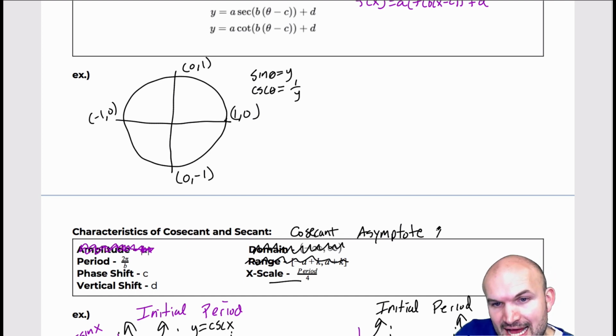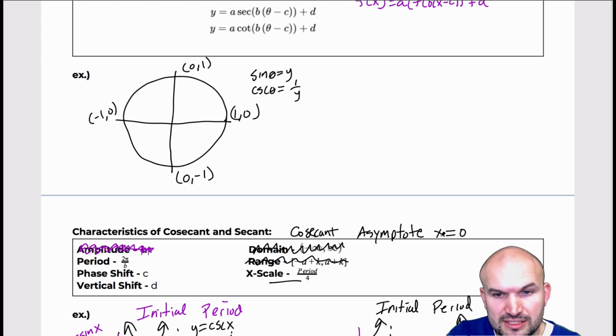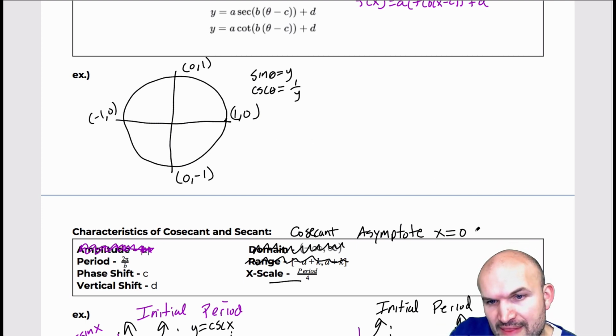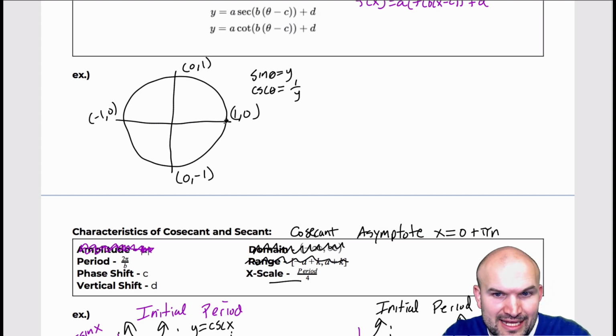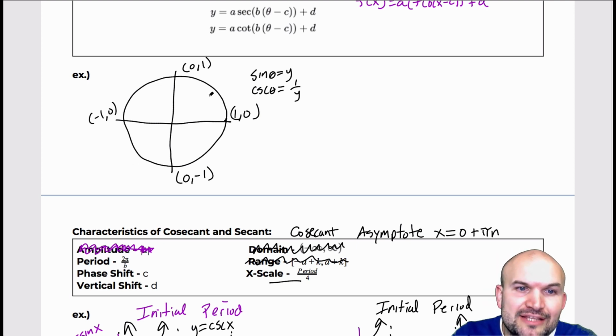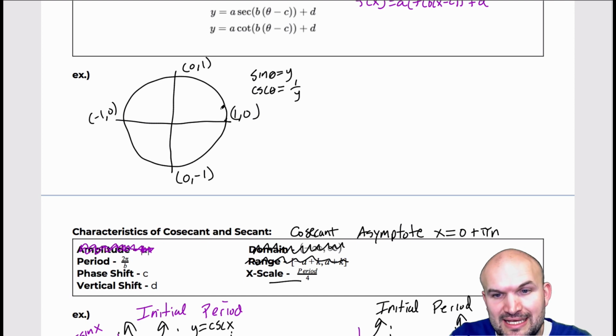Okay, so we can say x equals 0 is my first smallest asymptote that I can record, at least in the initial period, and then it's just going to be plus pi n. Because if n is 1, I'd get pi. If n is 2, I would get 2 pi. If n is 3, I would get 3 pi. If n is -1, I'd be at negative pi. If n was -2, I'd be at -2 pi. But either way, we're hitting the intercepts on the x-axis.